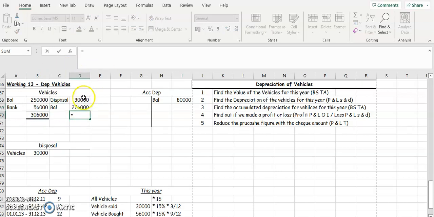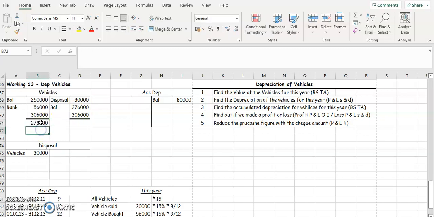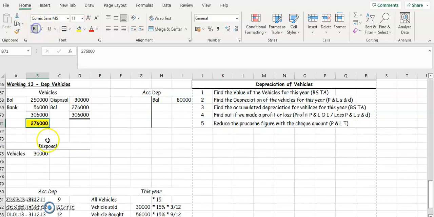So your balance then is 276,000. Okay, so that balance, you can bring it down if you want. And that figure then is going to go into your balance sheet as a tangible asset. So that's number 1 done.